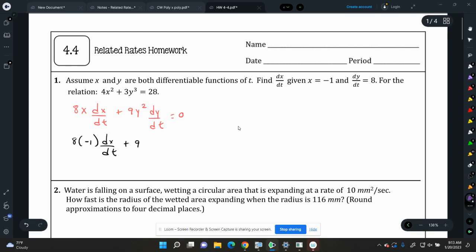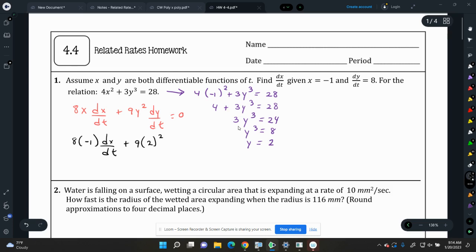You plug in the x. Yeah, go back up to the original equation. So we've got 4 times negative 1 squared plus 3y cubed equals 28. So that gives me 4 plus 3y cubed equals 28. Subtracting 4, we get 24, divide by 3. So the cube root, and we get y equals 2. So now I can go back over here and put the 2 in for y. And then dy/dt is 8.